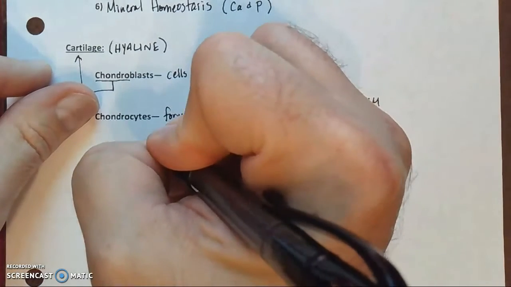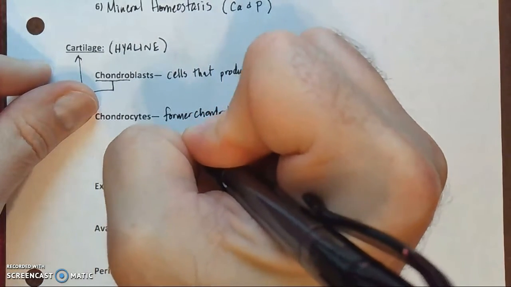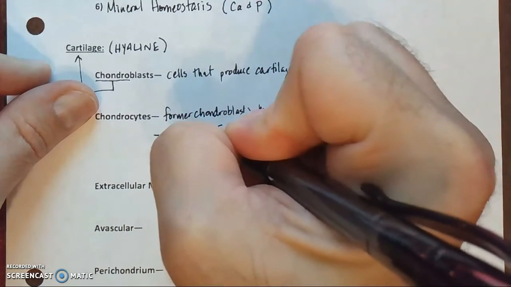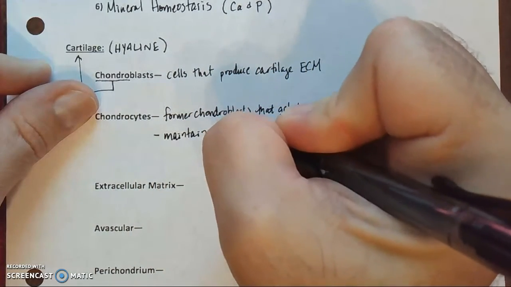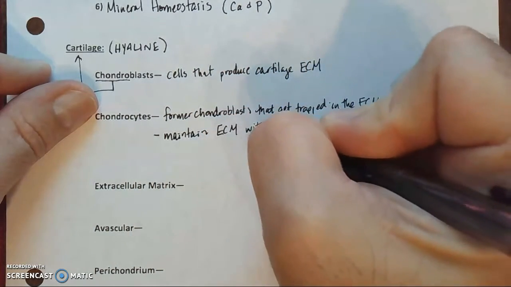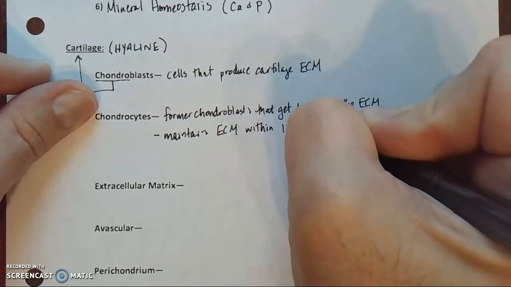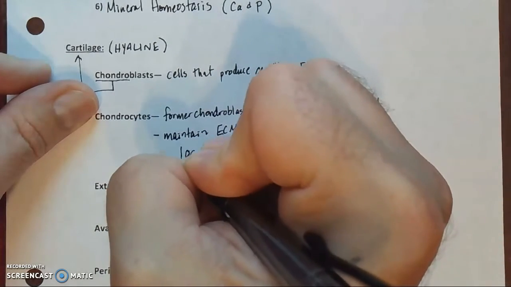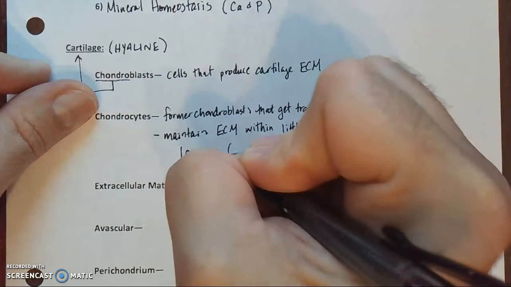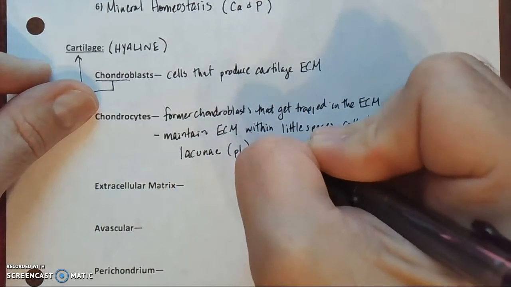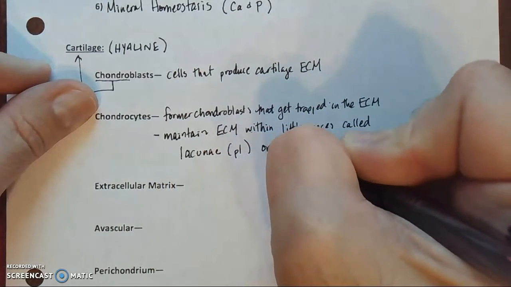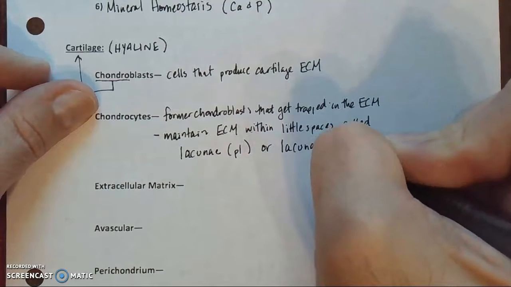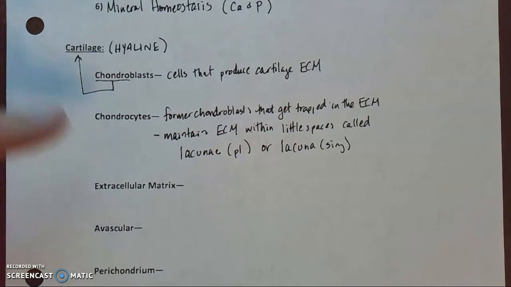So they are said to maintain ECM within little spaces called lacunae, which is plural, or lacuna, which is singular. They reside in these little, basically it looks like a little bubble.